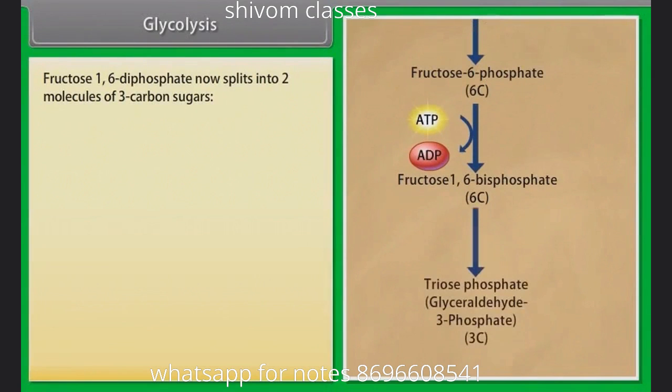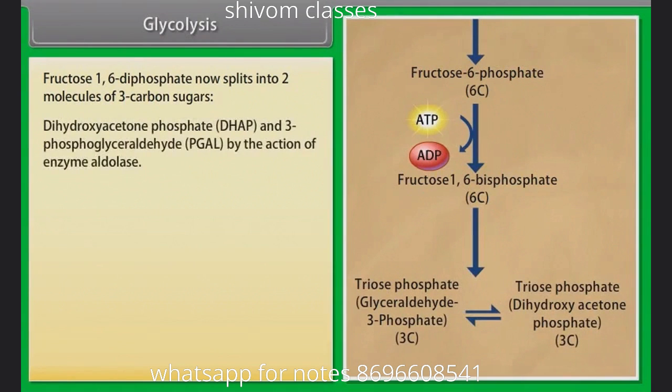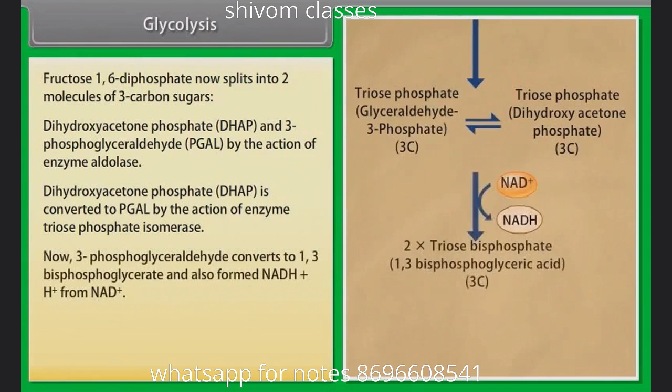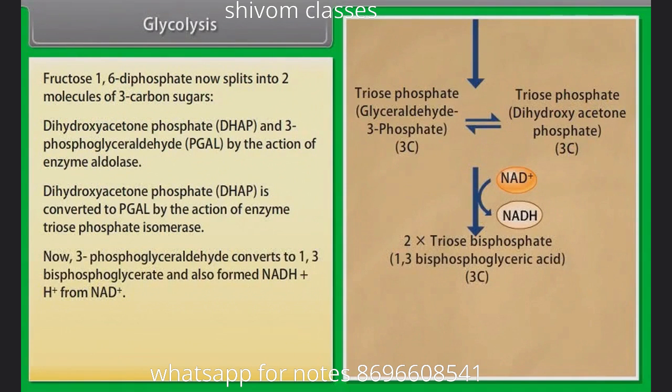Fructose 1,6-diphosphate now splits into two molecules of 3 carbon sugars, dihydroxyacetone phosphate DHAP and 3-phosphoglyceraldehyde PGAL by the action of enzyme aldolase. Dihydroxyacetone phosphate DHAP is converted to PGAL by the action of enzyme triose phosphate isomerase. Now 3-phosphoglyceraldehyde converts to 1,3-biphosphoglycerate and also formed NADH plus H plus from NAD plus.